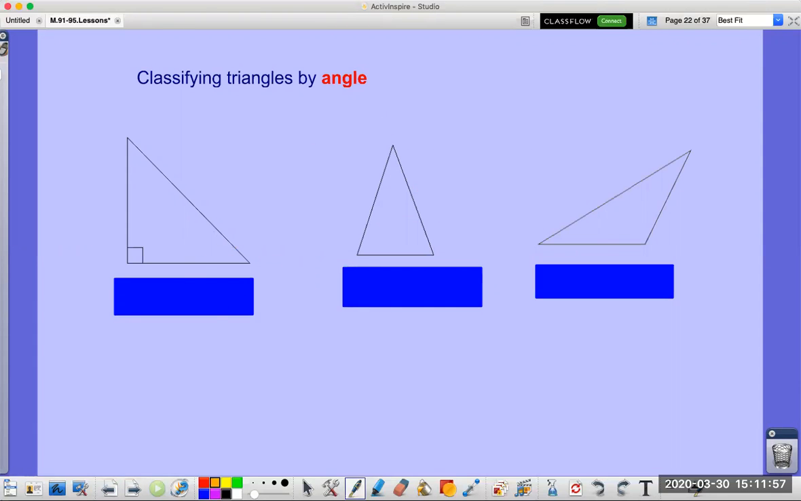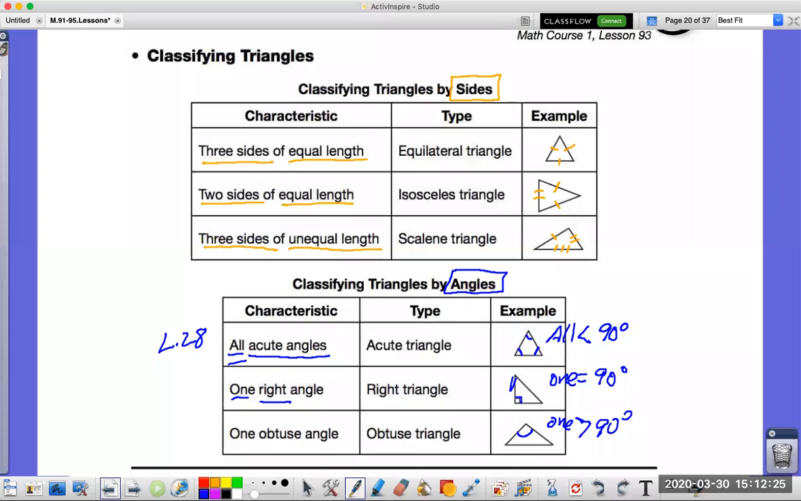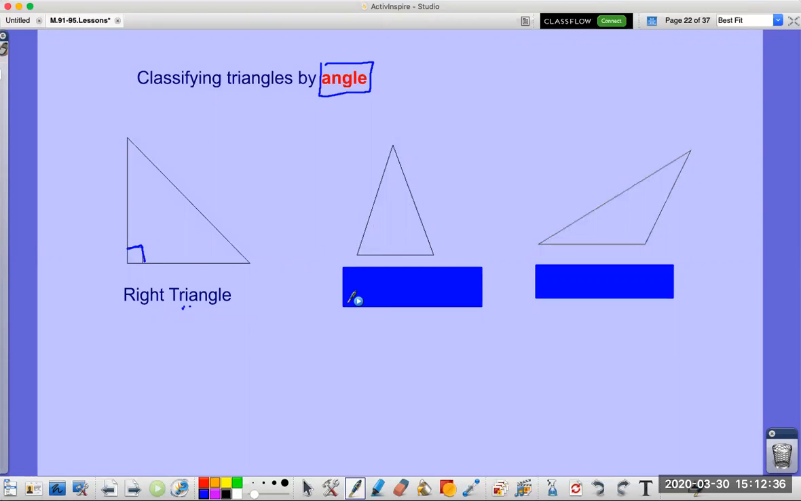Now we're classifying these using angles, as we had done before. If we're classifying this by its angles, what would this one represent? This one would be a right triangle. You can see clearly it's got an angle here. It's got one angle that represents that. If you go back here, it has to have one right angle to be classified a right triangle. So just one that's equal to 90 degrees. Right?